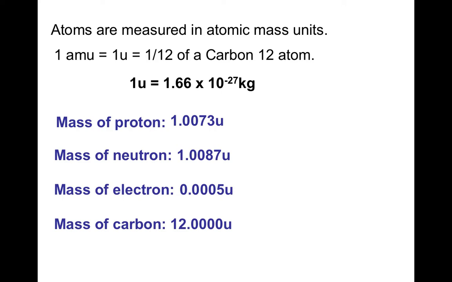So the mass of a proton is approximately 1.0073 universal mass units. The mass of a neutron is approximately 1.0087 universal mass units. The mass of an electron is very, very small, 0.0005 universal mass units. And the mass of carbon-12 is 12 universal mass units.